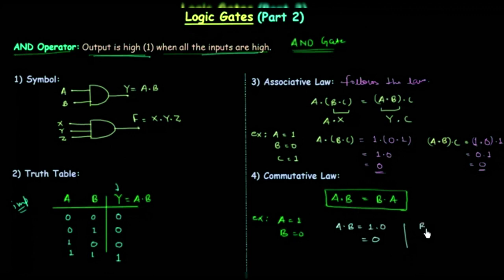Then we will find out the right hand side. B is 0, A is 1. This will make no difference. We will get the result as 0. So the left hand side and right hand side are the same. So we can say that the AND gate follows the commutative law. So the AND gate follows both the associative and commutative law. We are done with 4 points: symbol, truth table, associative law, and commutative law.